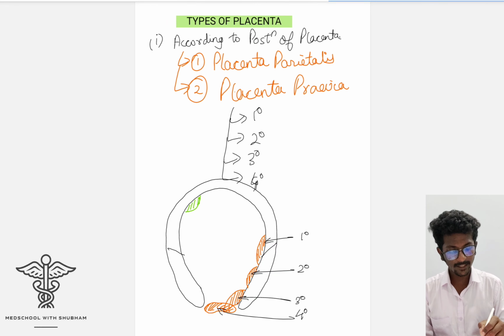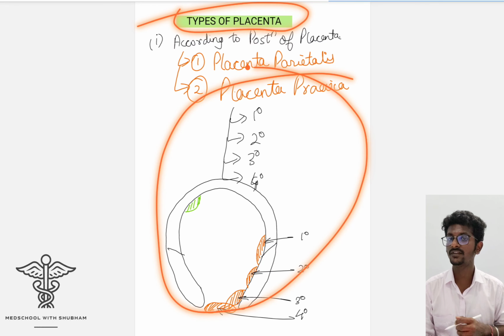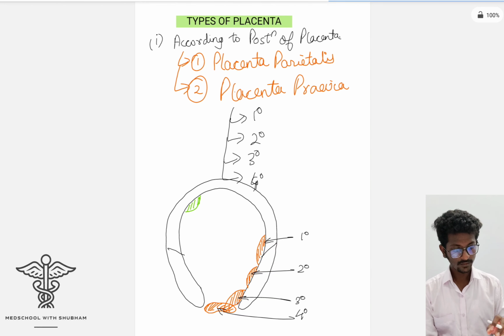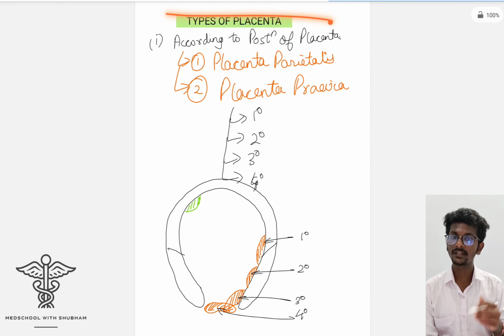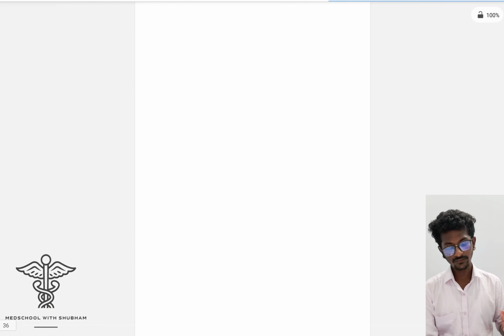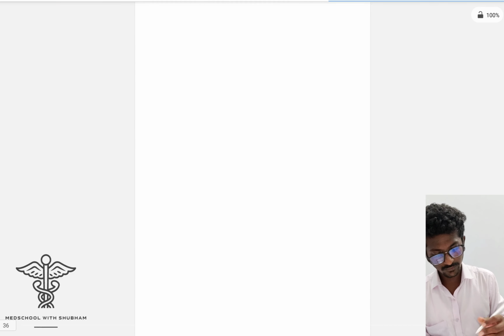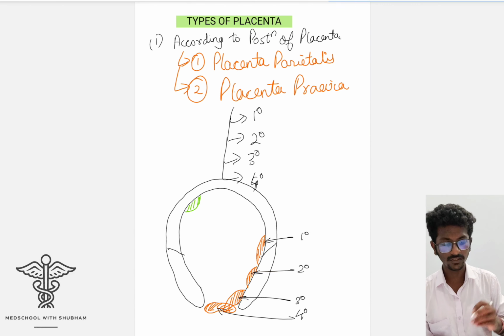These points, the types of placenta praevia, can come under the clinical anatomy in this topic. So assume that I am explaining the clinical anatomy only. So this was about the position of the placenta. Now let's come to the next part, according to the position of placenta.